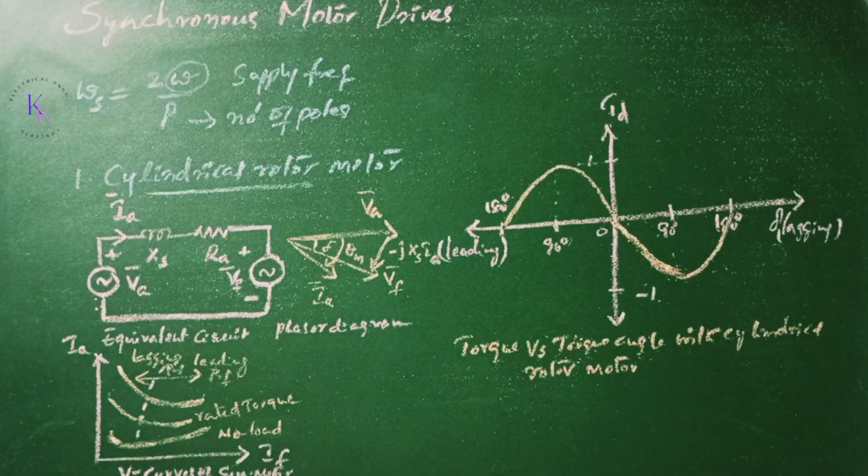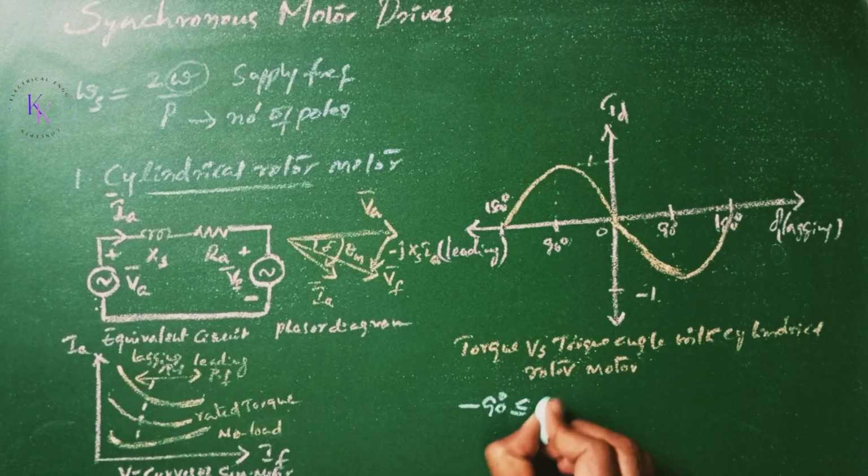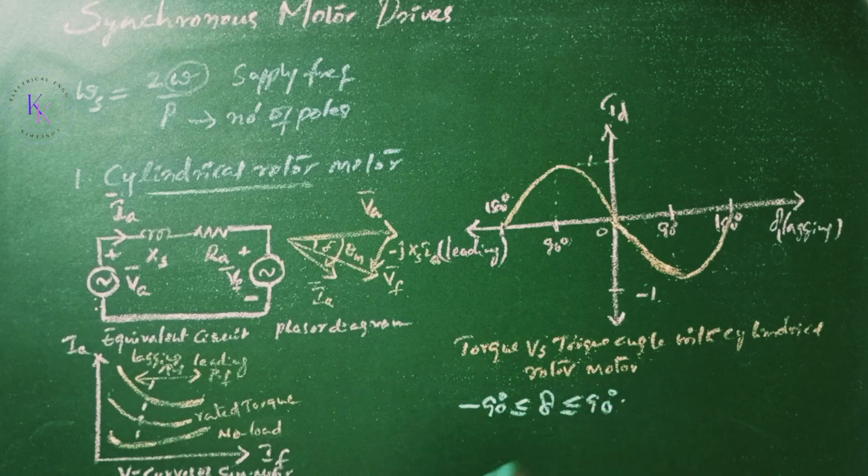The plot of developed torque against the torque angle delta is shown here. For stability consideration, the motor is operated in positive slope of TD delta characteristics, and the range for the torque angle is minus 90 degrees less than or equal to delta less than or equal to 90 degrees. This is regarding the cylindrical rotor motor.